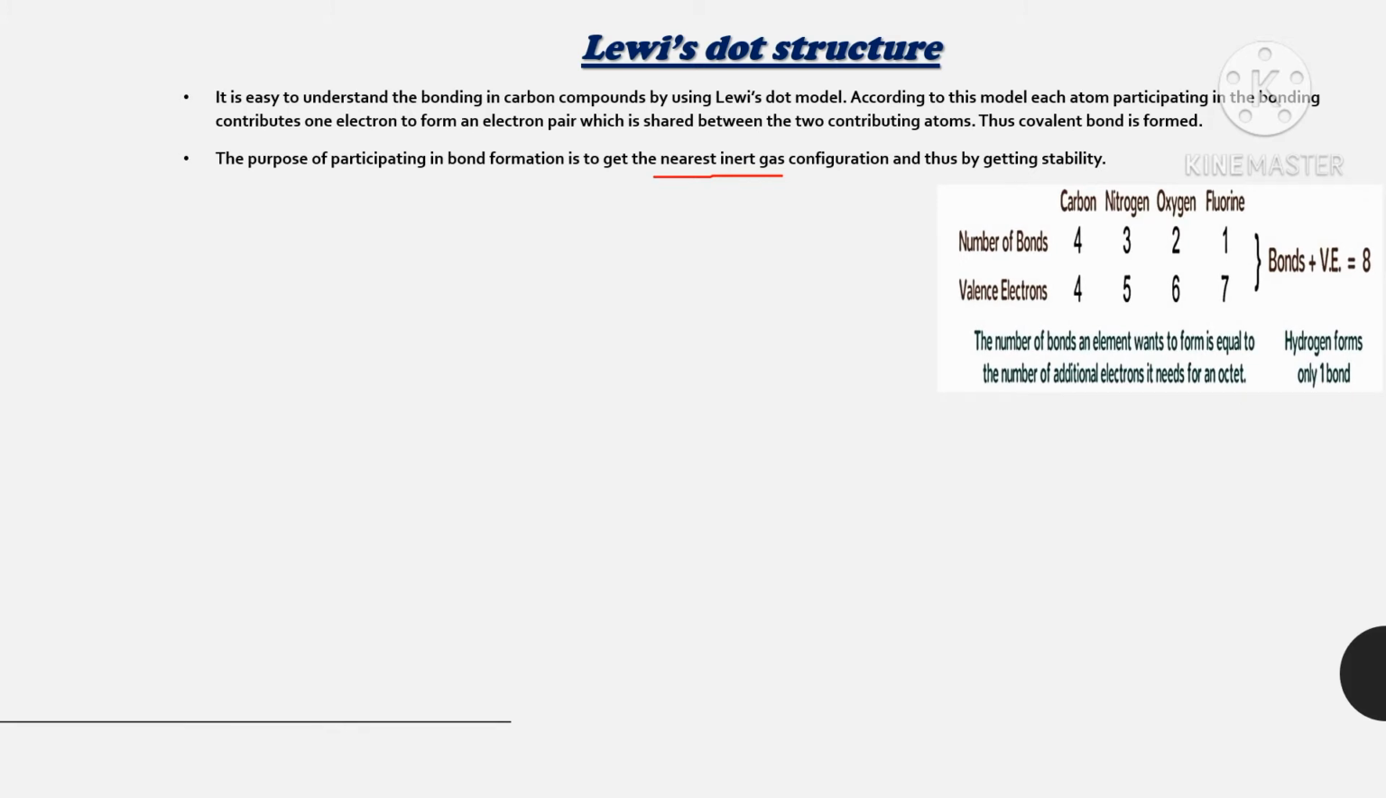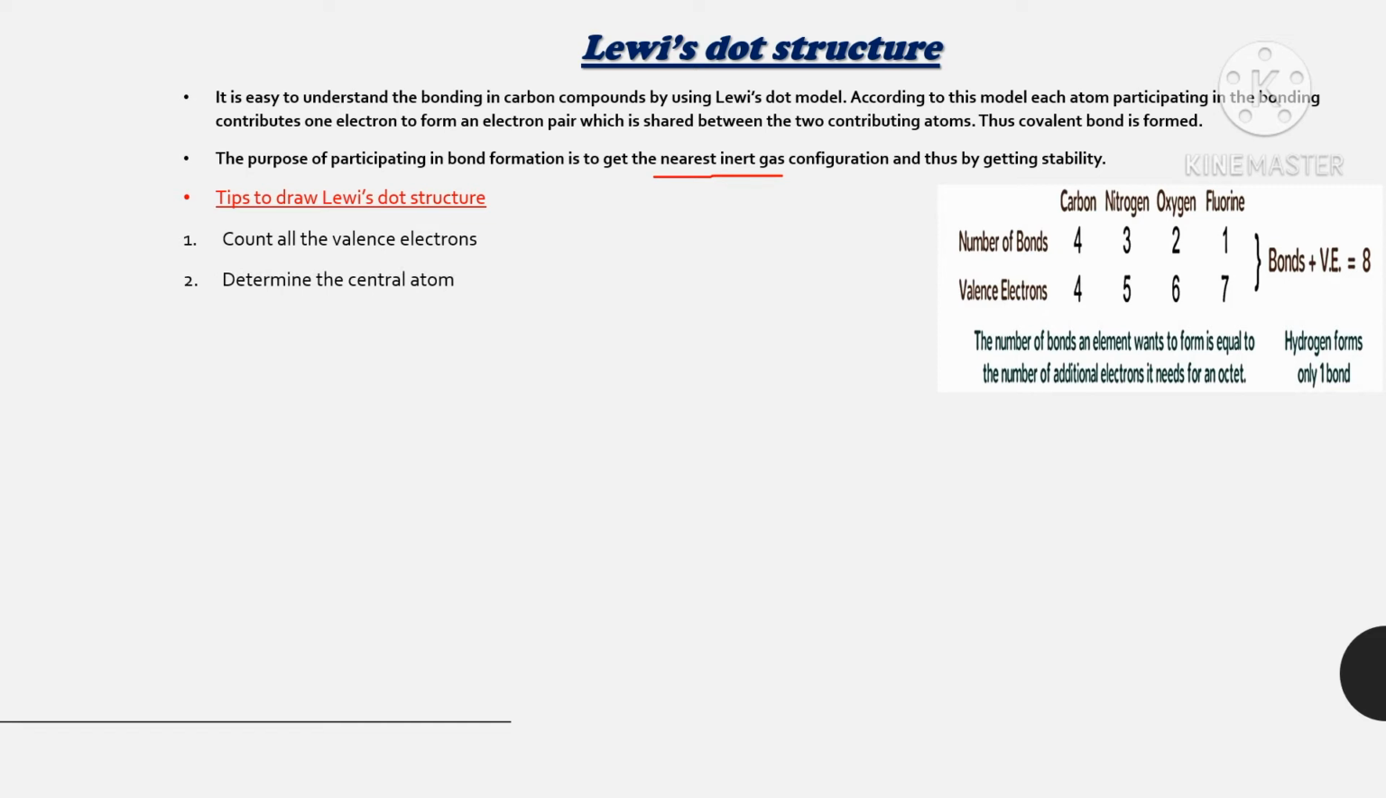In this Lewis dot structure, we must remember that carbon can form 4 bonds with other atoms or identical atoms. Nitrogen forms 3 bonds and oxygen forms 2 bonds. Halogens like chlorine, bromine and iodine form single bonds, and hydrogen also forms a single bond. Remember that hydrogen does not follow the octet rule.